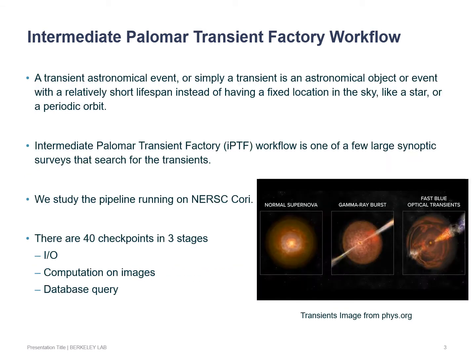A transient astronomical event, or simply a transient, is an astronomical object or event with a relatively short lifespan instead of having a fixed location in the sky. For example, supernova explosions and gamma-ray explosions are transients. A planet that orbits around a sun is not considered to be a transient. The IPTF workflow aims to search for transients by analyzing images captured by high-resolution telescopes.